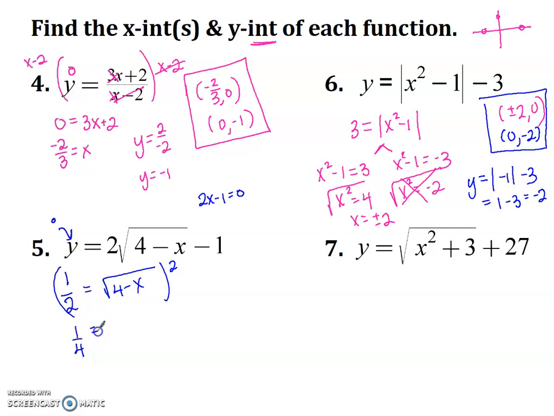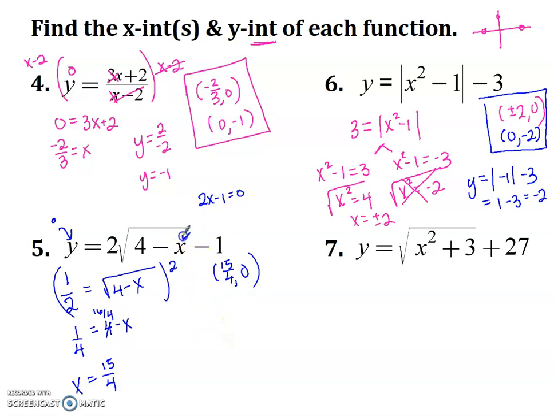So that'll be 1/4 equals 4 minus x. Then we're going to solve for x. So what I'm going to do is move the x over to make it positive, and I'm going to subtract the 1/4. So I'm going to get a common denominator. So 4/4, that's 16 over 4. So 16 over 4 minus 1/4, that'll be 15/4. So my x-intercept for this one is 15/4, comma 0.